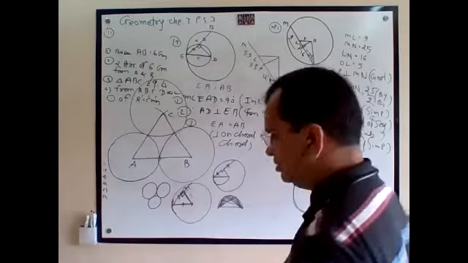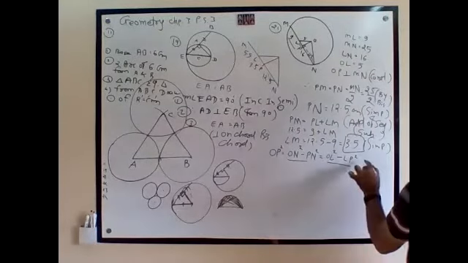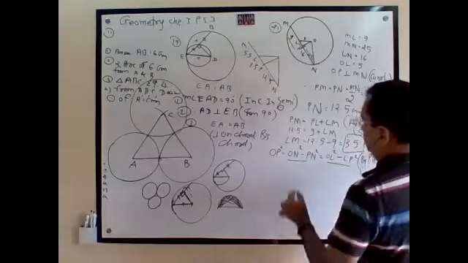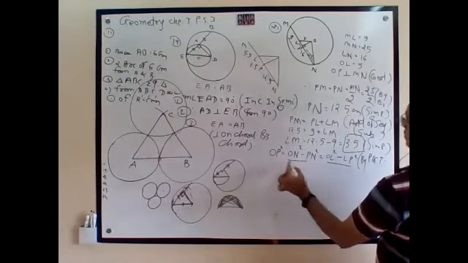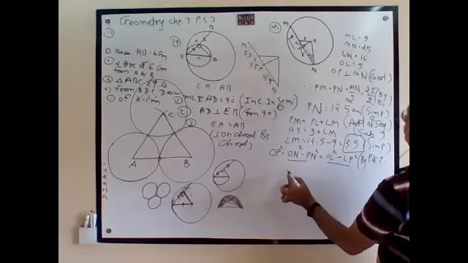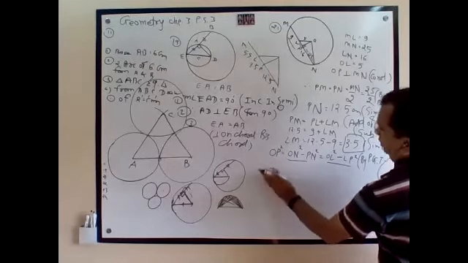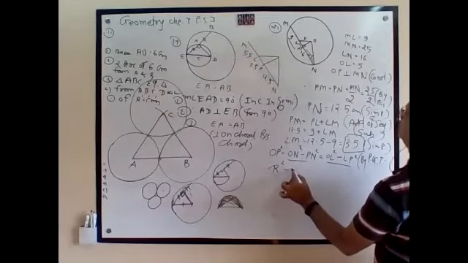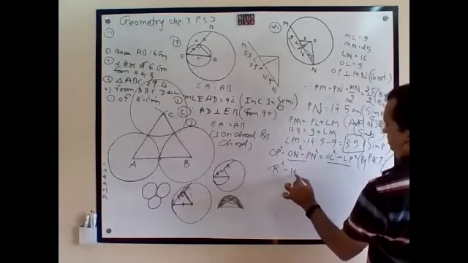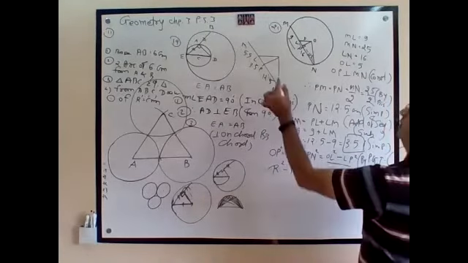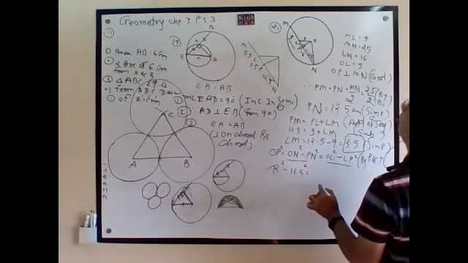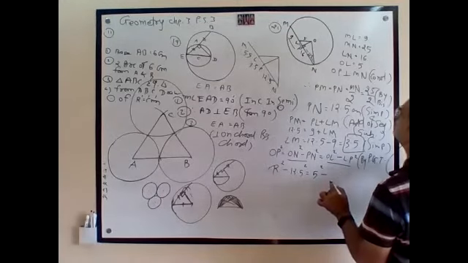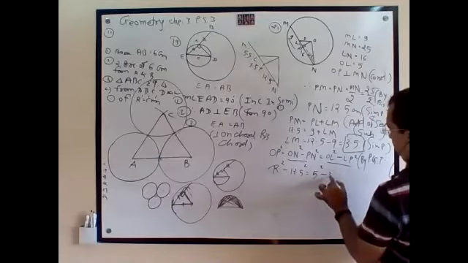Sir, please explain again this sum. Yes. Wait, just wait. OP square. ON is equal to radii. Okay. Radii square. PN is 12.5. OL is 5 square. LP square, that is 3.5 square.